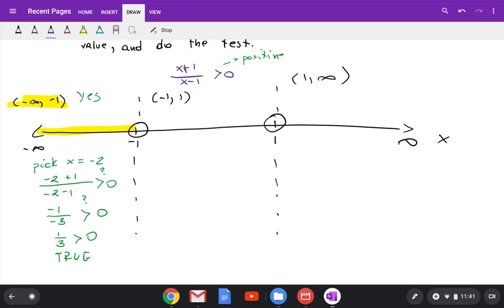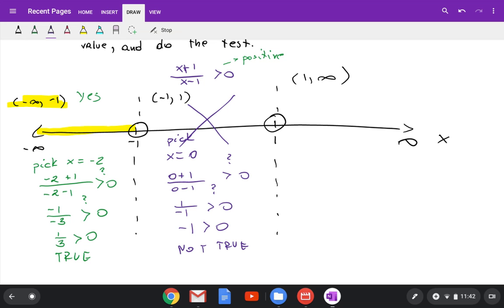Now we're going to do the same work for the second interval. We're going to pick any value between negative 1 and 1, the easiest possible, which is 0, and replace x with 0. So we have 0 plus 1 over 0 minus 1, and I'm checking if that will give me a positive value. We have 1 divided by negative 1, which is negative 1. Is it greater than 0? This is not true. So that's not our solution. The interval from negative 1 to 1 is not a solution.